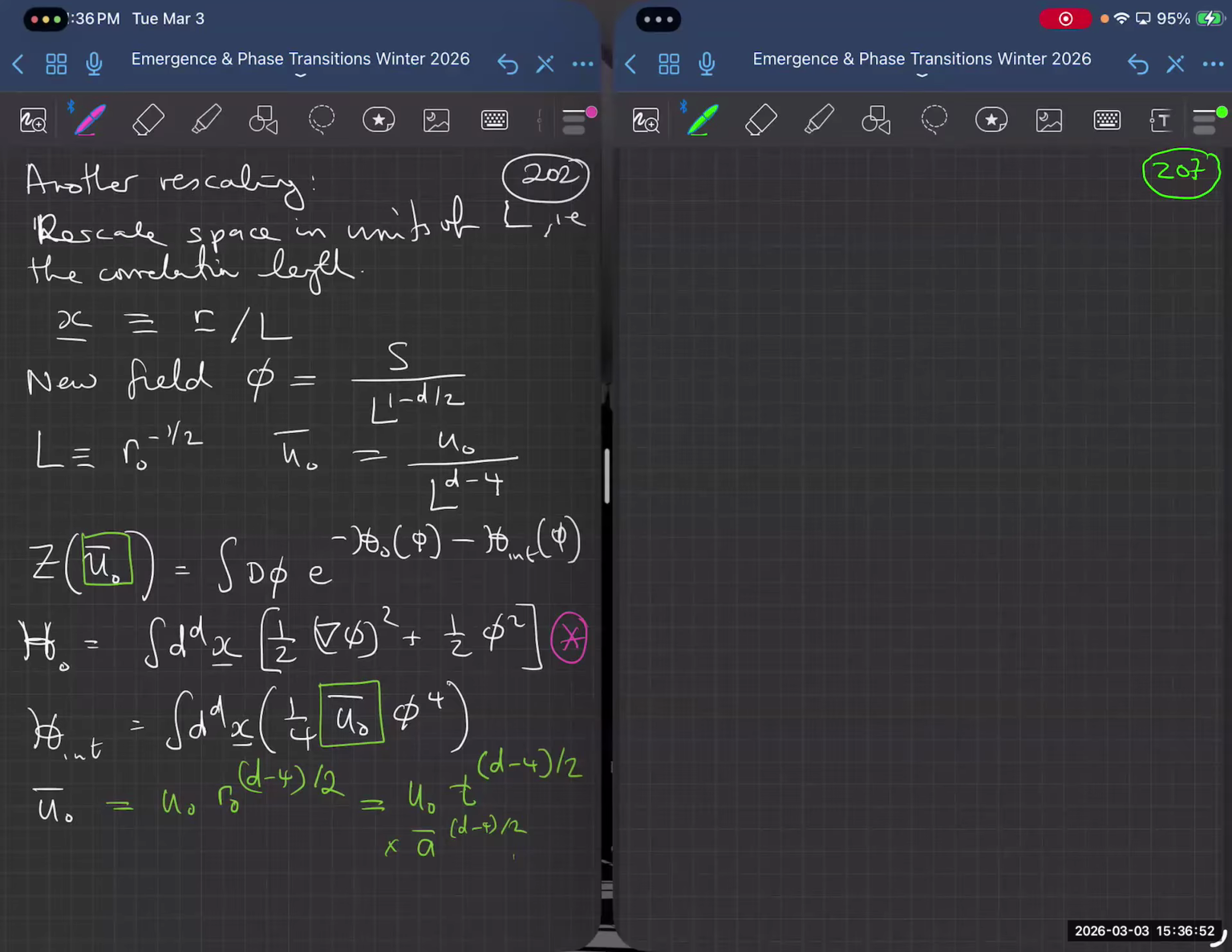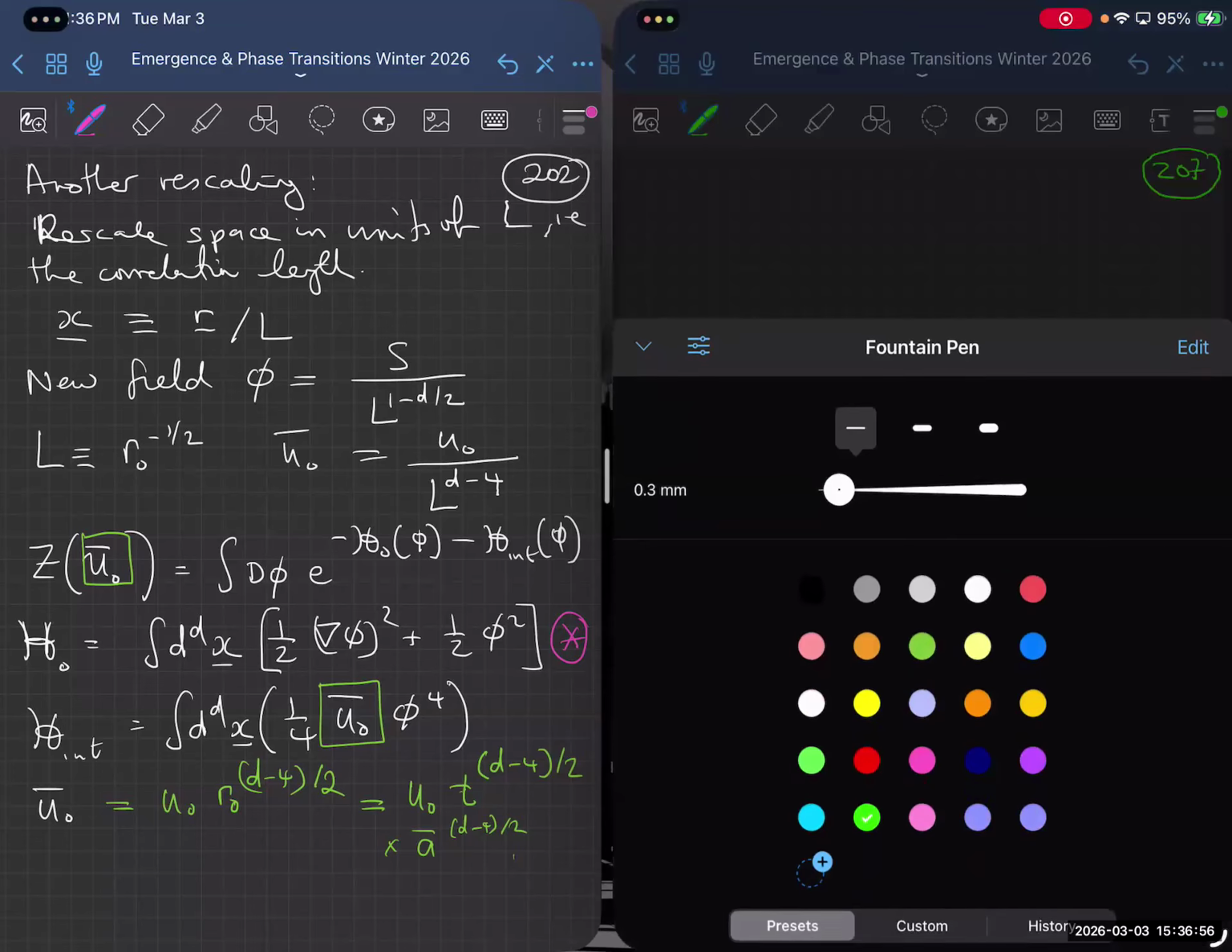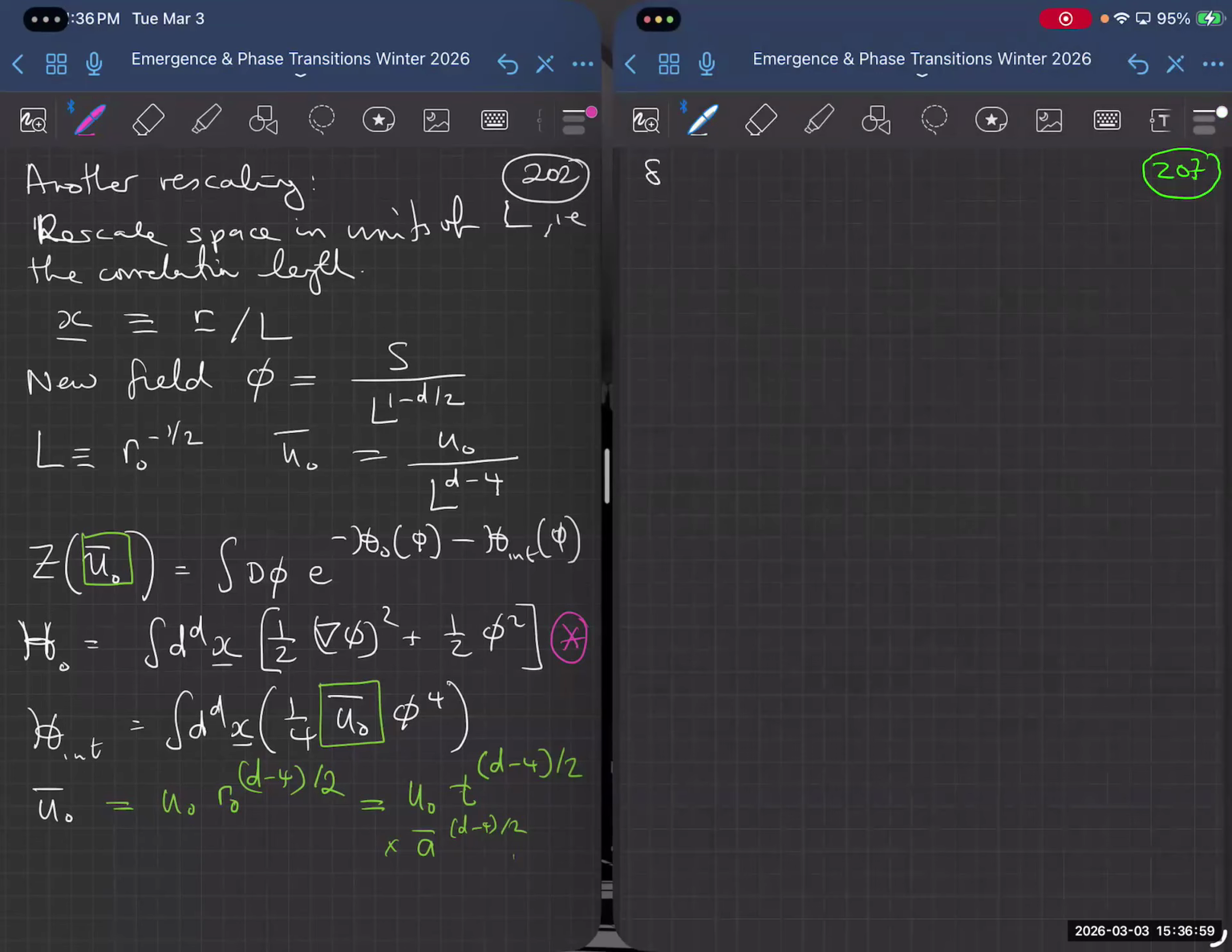Okay, so let's go on to the next topic. I want to talk now, at some level, about the basic idea of a field theoretic renormalization group. Actually, you know what? I don't want to do this now. I remembered that I want to change. No, this is fine. We'll do this.